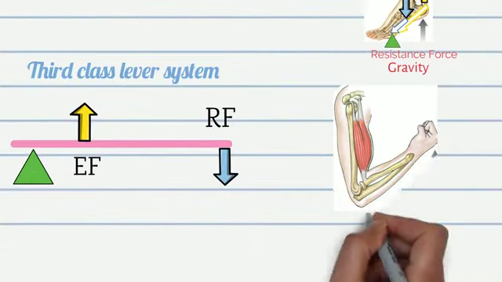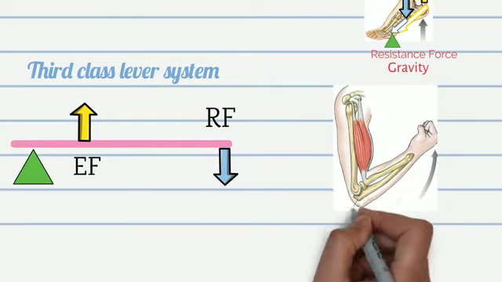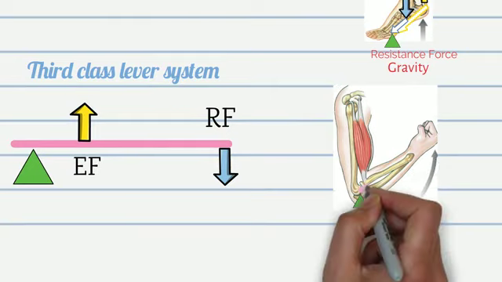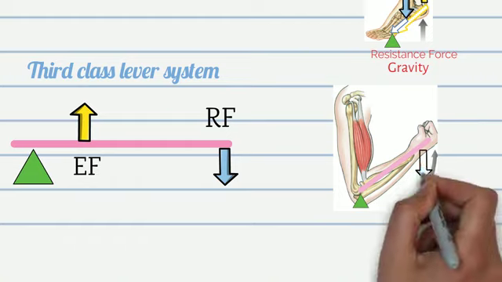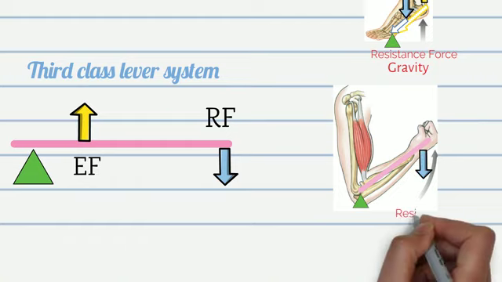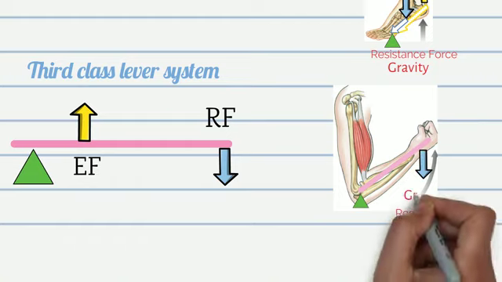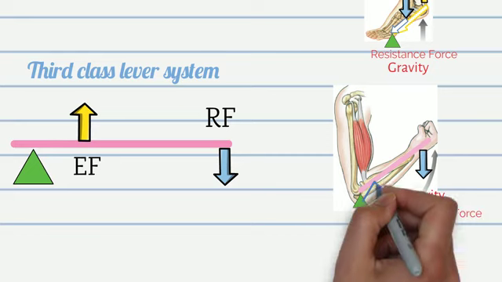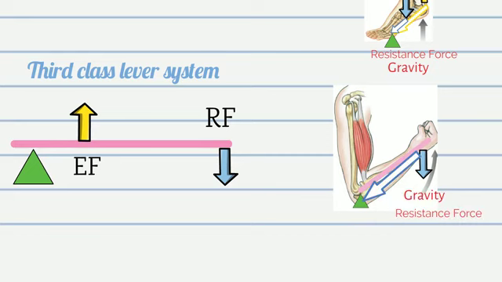An example here is a concentric contraction of the biceps against gravity. The resistance force, which is gravity, produces a clockwise torque. The gravitational moment arm is located further away from the axis of rotation than the moment arm of the biceps, which is an effort force producing counterclockwise movement.